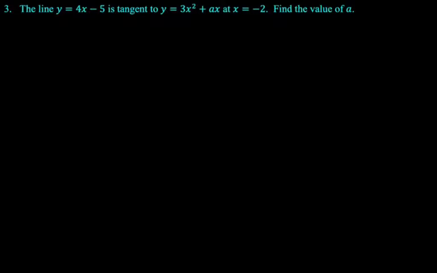All right, next problem. Number 3, the line y equals 4x minus 5 is tangent to y equals 3x squared plus ax at x equals negative 2. Find the value of a. These types of problems come up. They're not tricky, but you just have to think.